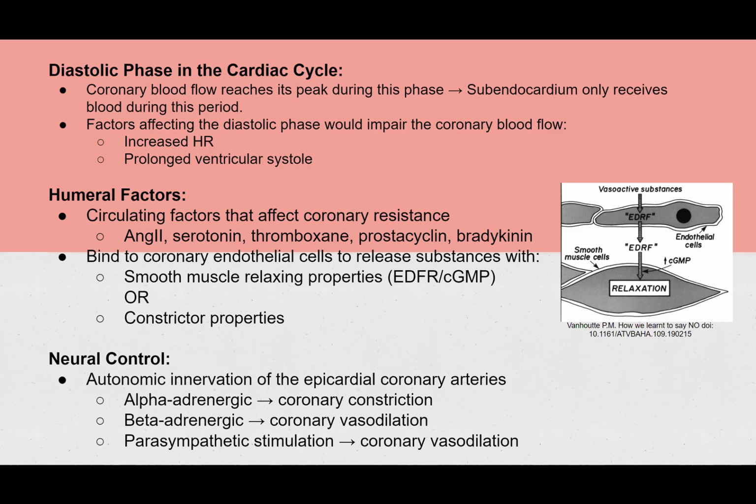Circulating factors may also affect coronary resistance, in turn affecting supply, such as angiotensin II, serotonin, thromboxane, prostacyclin, and bradykinin. These humoral factors bind to coronary endothelial cells to release substances causing either vasodilation or constriction of the coronary arteries. The autonomic innervation of the epicardial coronary arteries also has an effect on the supply to the myocardium, with the activation of different receptors causing either vasodilation or constriction.